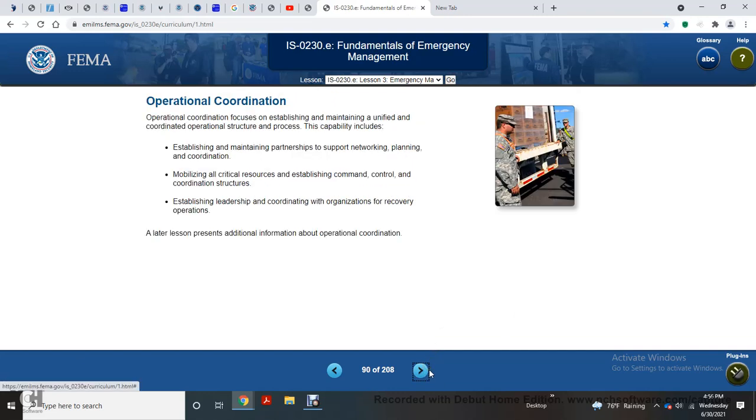Operational coordination. Operational coordination focuses on establishing and maintaining a unified and coordinated operational structure. The capability includes establishing and maintaining partnerships, supporting network planning and coordination, mobilizing all critical resources, establishing command, control, and coordination structures, and establishing leadership coordinated with the organizational recovery operation. A later lesson presents additional information about operational coordination.